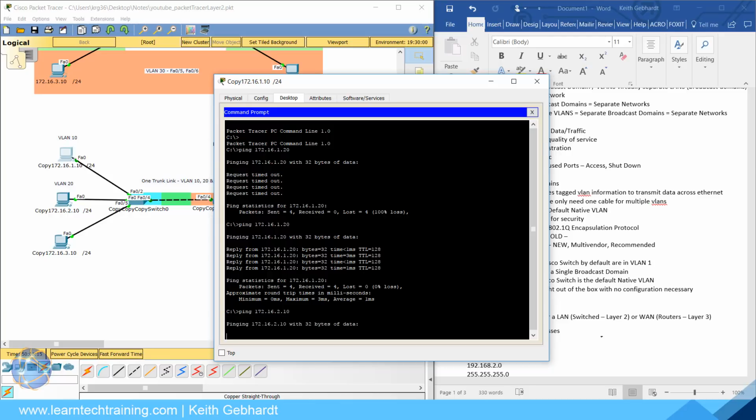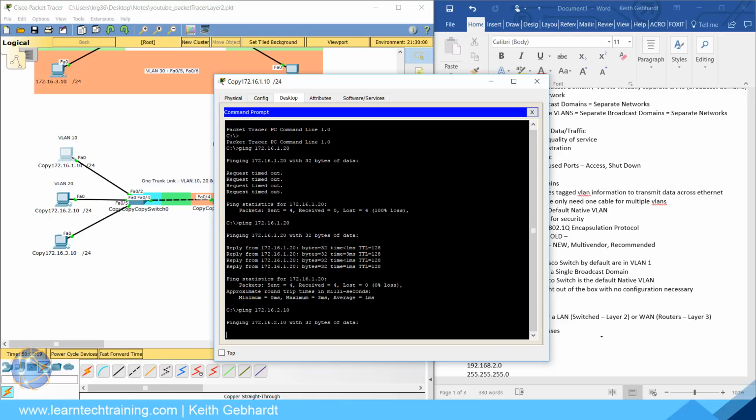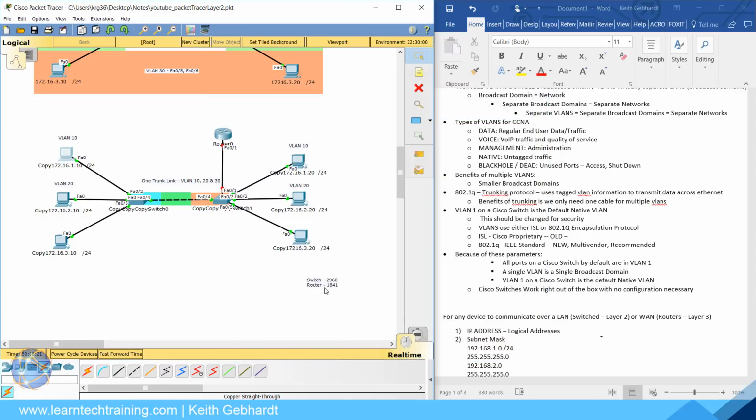172.16.2.10 and failure. Why? Because they are in different broadcast domains. To save time, I'm not going to let that sit there and cause a timeout. Let's go ahead and configure this. So we need to configure this link here to be a trunk as well.